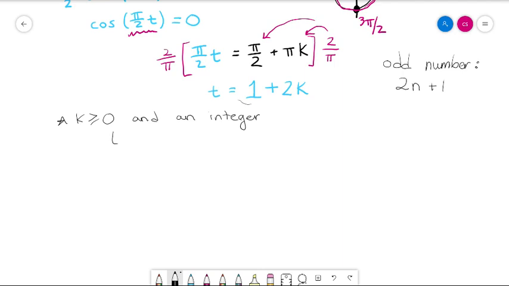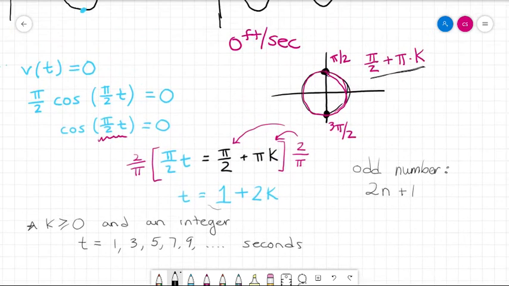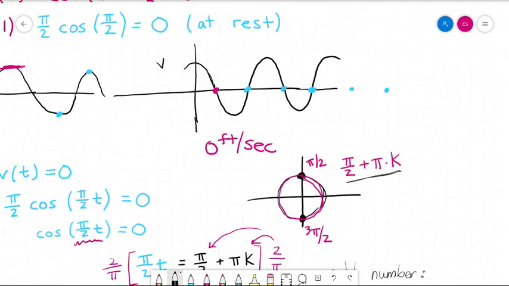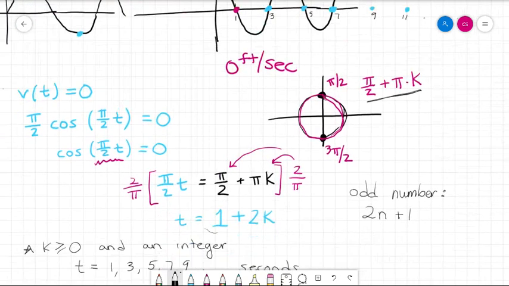To see what kind of values we're looking at for t, let's plug in k equals 0, and we get 1. What happens when k equals 1? 3. When k equals 2? 5, 7, 9, and so on, continuing forever. And these are the seconds. So now we know where the particle is at rest. Going back up to our very rough sketch of the velocity, all of these little marks right here are the odd seconds. Let's see what else we have in store.